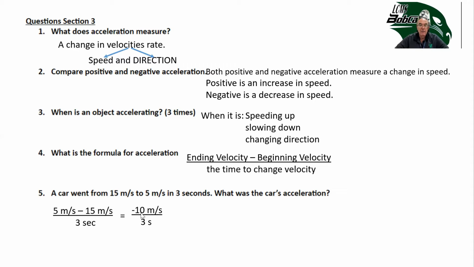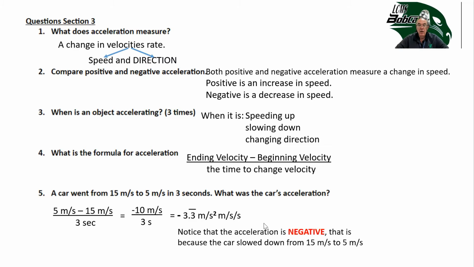So 5 minus 15 is negative 10 meters per second, and it took 3 seconds. Again, notice there's 2 units of time, meters per second, and then this fraction bar means divided by seconds, so it's meters per second per second. When we do the math, okay, negative 10 divided by 3 is negative 3.3, and our unit is meters per second squared, or meters per second per second. Notice that the acceleration is negative. That is because the car slowed down from 15 to 5 meters per second.